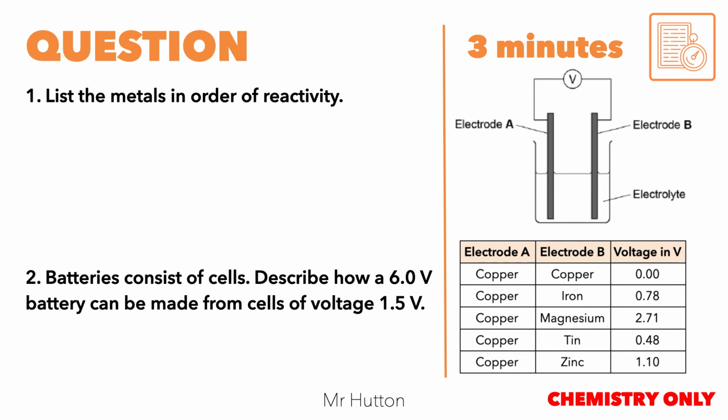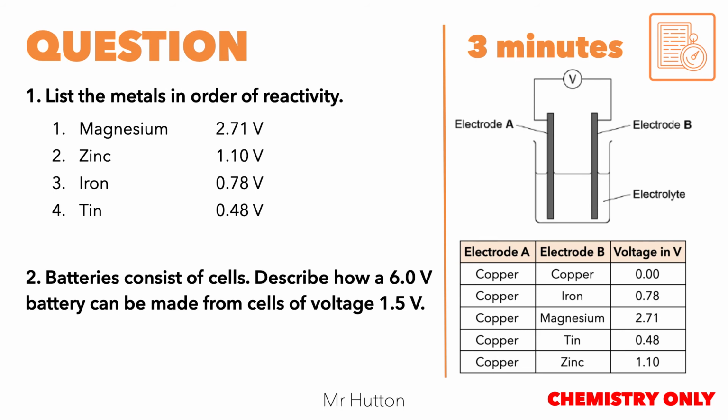So the first question here, list the metals in order of reactivity. So you may have done less reactive to most reactive. We're going to do most reactive at the top and least reactive at the bottom. So from the table, the one with the highest voltage, that's going to be our most reactive, because that's the biggest difference in reactivity between the metals, which gives us our highest voltage. So magnesium will be our most reactive there, and then we'll have zinc, and then the next one along would be iron, and then we'd be down to tin, and then finally at the bottom you'd have copper, where there's zero voltage because they're the same reactivity.